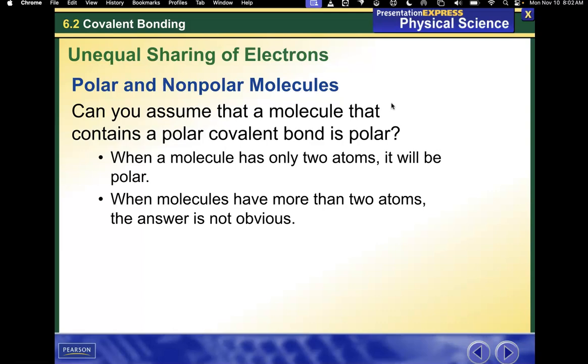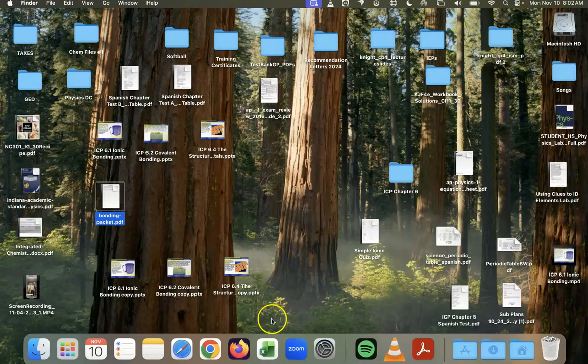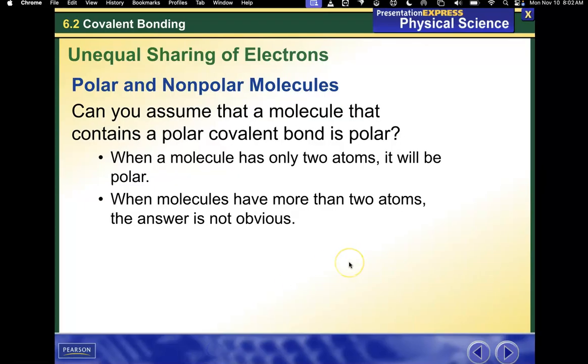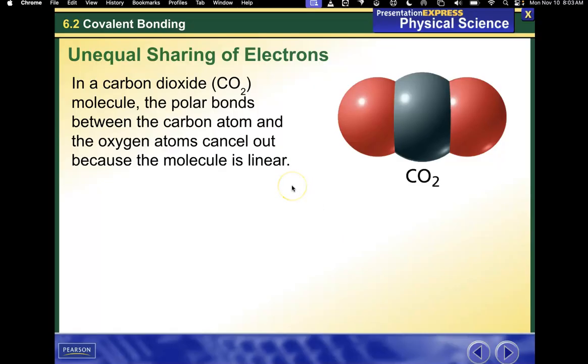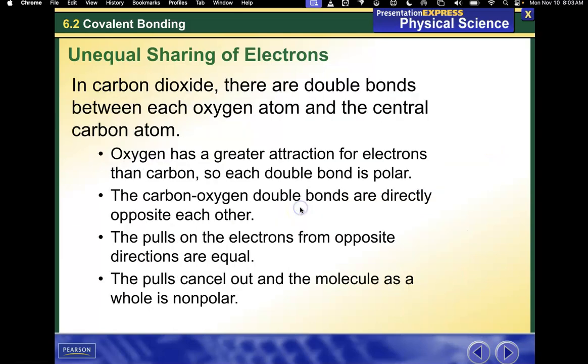Can you assume that a molecule that contains a polar covalent bond is polar? When a molecule has two atoms, it will be polar. When a molecule has more than two atoms, the answer is not obvious. In a carbon dioxide molecule, the polar bonds between the carbon atom and the oxygen atoms cancel out because the molecule is linear. In a water molecule, the polar bonds between the hydrogen and oxygen do not cancel out because the molecule is bent. So the shape does determine how electrons are shared.